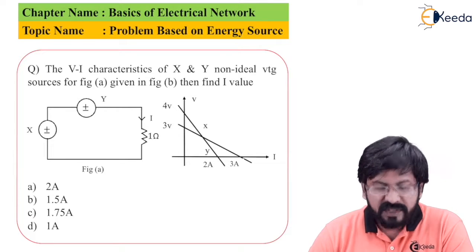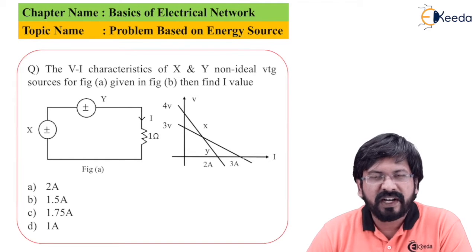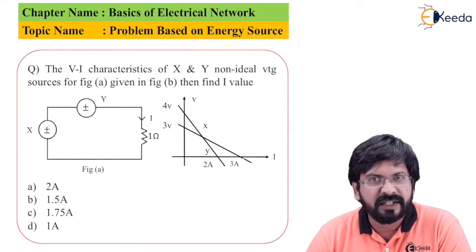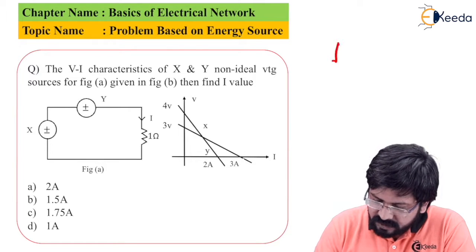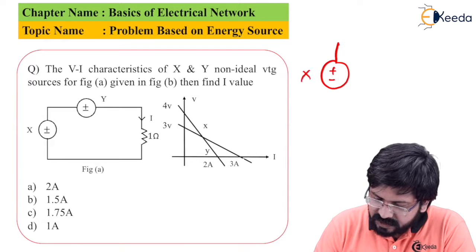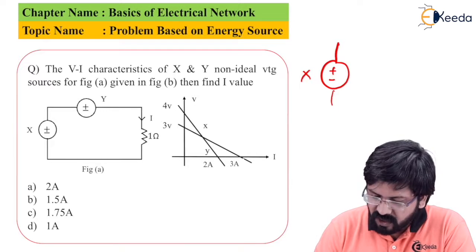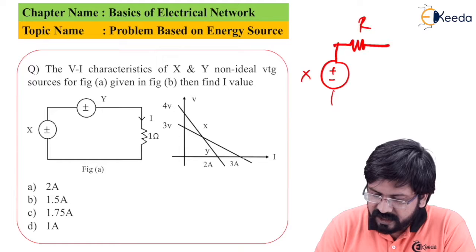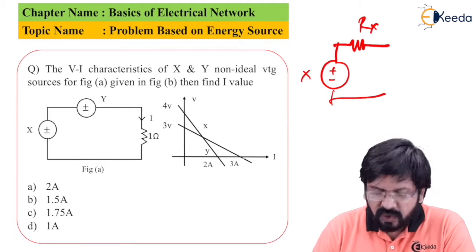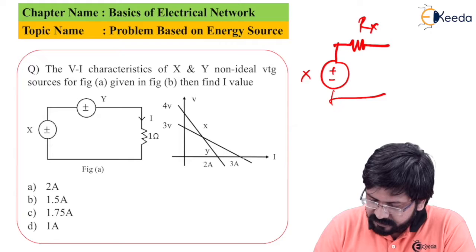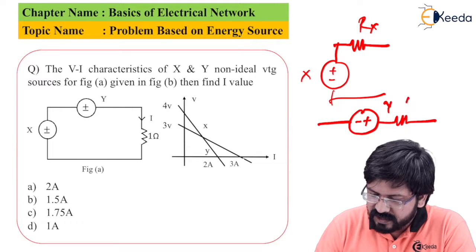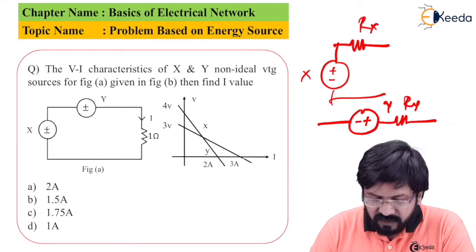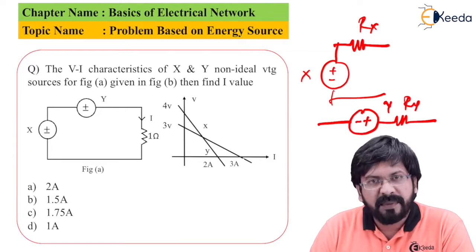So, first of all, what is meant by non-ideal sources? Non-ideal sources simply means they are practical sources. Meaning, if you say X source, then it should be replaced with plus minus X as a source voltage along with Rx as an internal resistance. Whereas Y should also be replaced with minus plus Y along with series resistance Ry. So we will first of all replace them with their practical voltage sources and then we will start solving the problem.